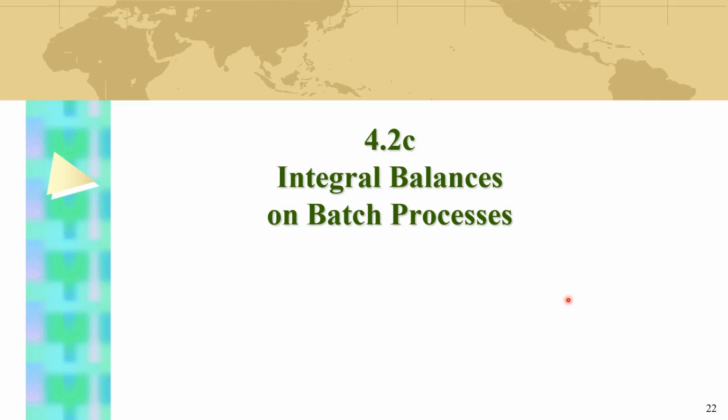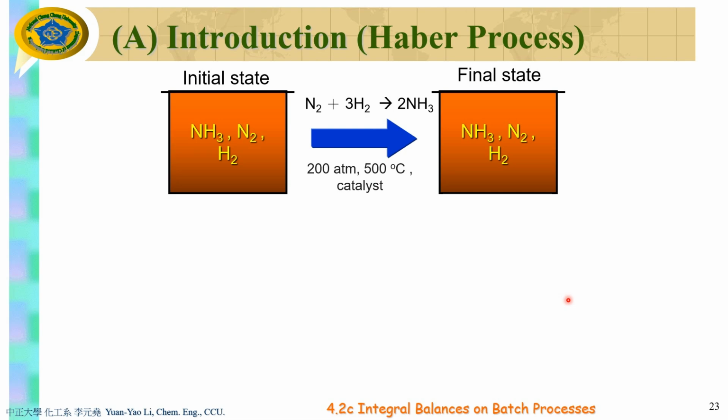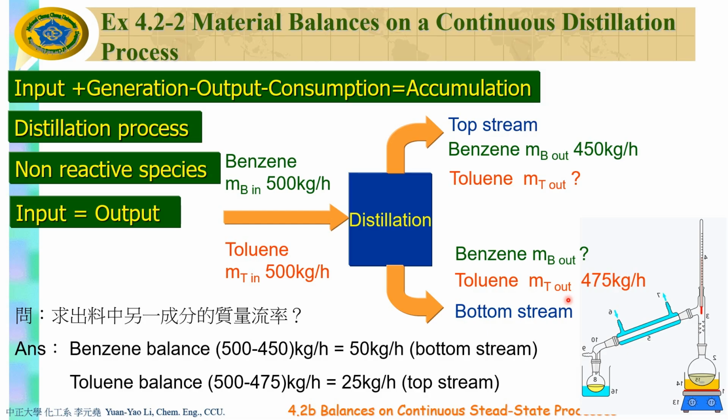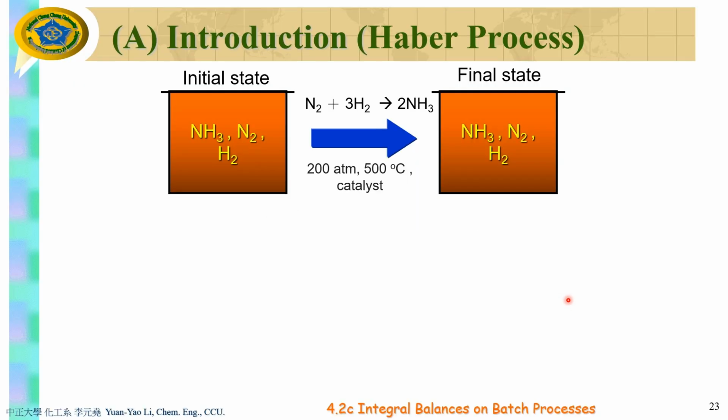So section 4.2, integral balances on batch processes. Before, this was a continuous process. So how can we do the calculation for the batch process? So this is a batch process.